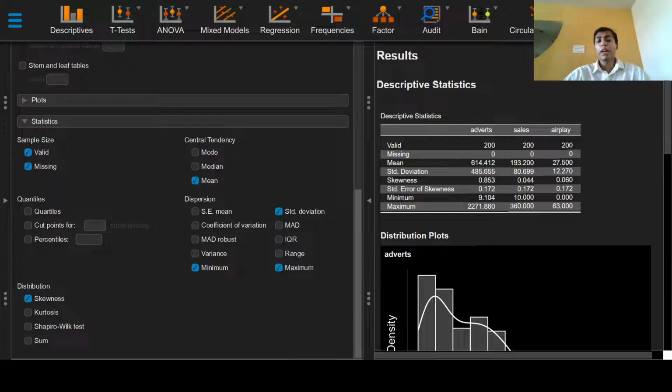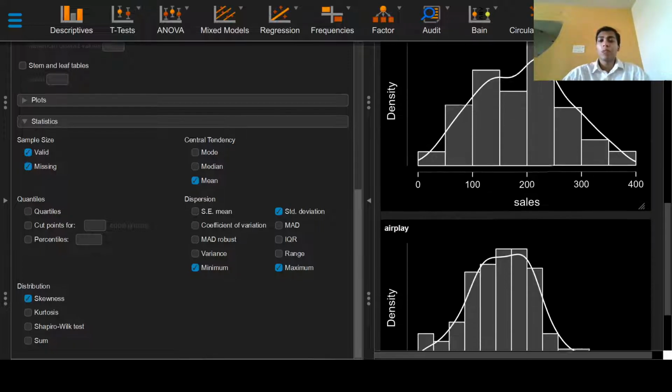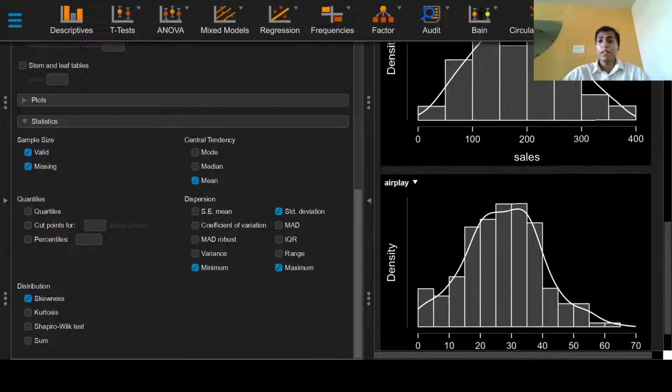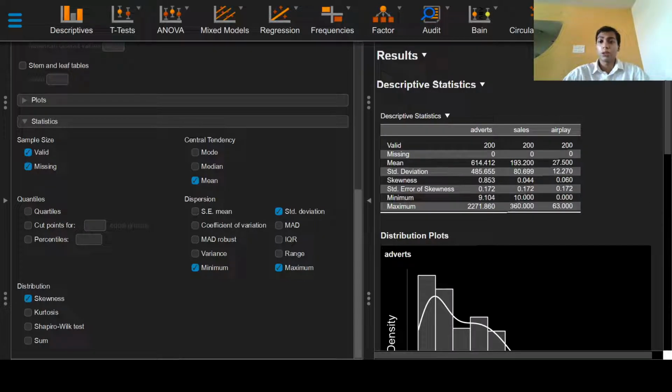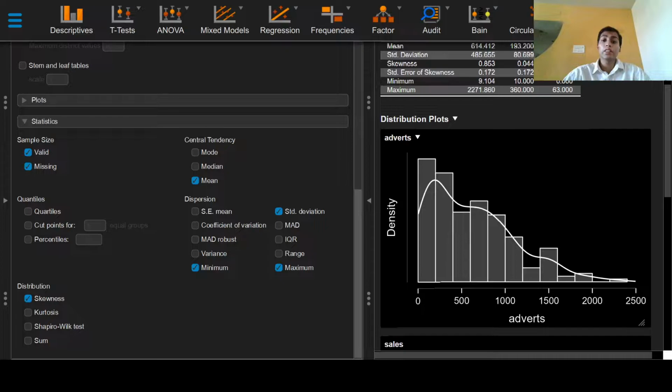A value between 0.5 and 1 or -0.5 and -1 is moderately skewed, and a value between -0.5 and 0.5 indicates that the distribution is fairly symmetrical. As you can see, this is less than 0.5, this is approximately equal to 0.5, so these are fairly symmetrical distributions. This is relatively positively skewed because it is approximately 0.6. However, this is fairly highly positively skewed, with a skewness magnitude of 0.85.